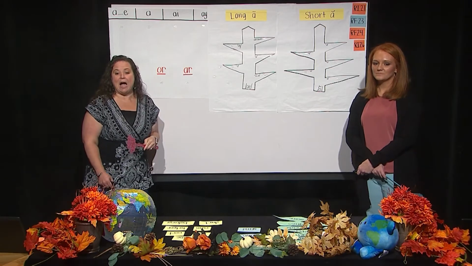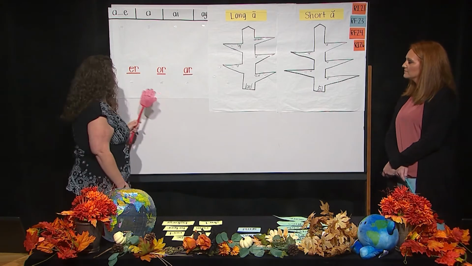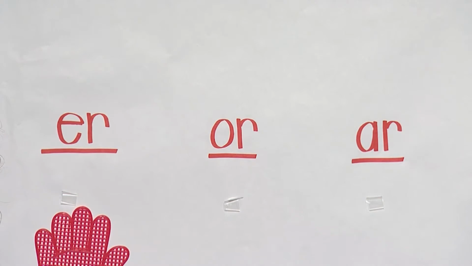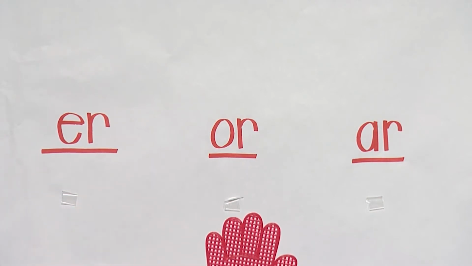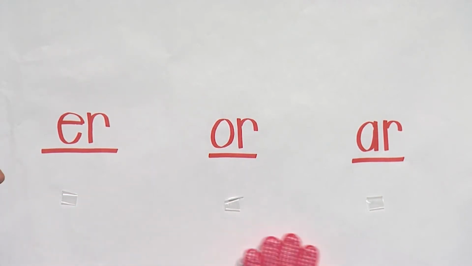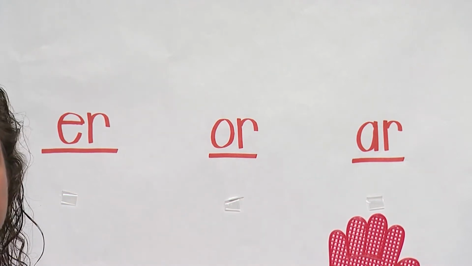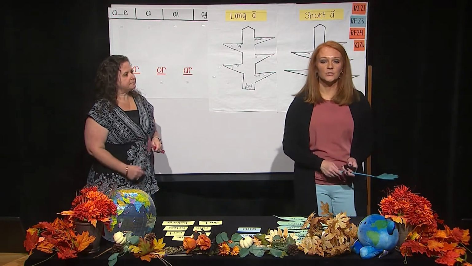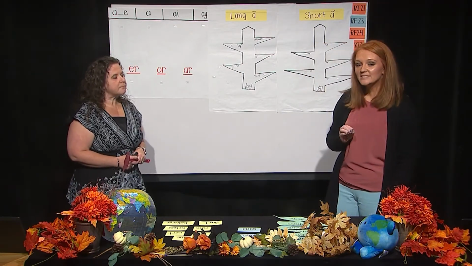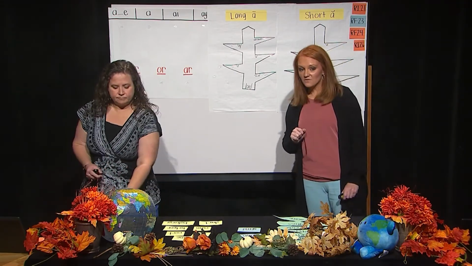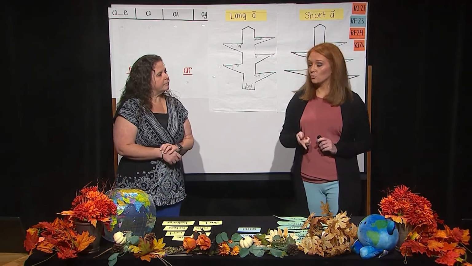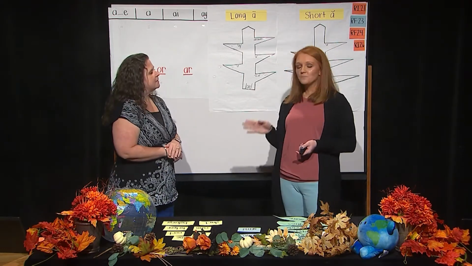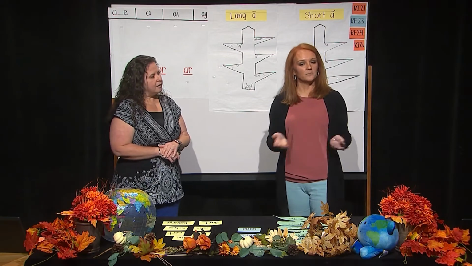Now we also have some R-controlled sounds. Here we have spelled with ER, or spelled with OR, and R spelled with AR. Now we have some words that we need to sort into the correct categories. We'll listen to the word first, determine its vowel sound, then we'll check the word to see how that vowel sound is spelled. Perfect. And then finally, we'll place it in the correct category on our chart.